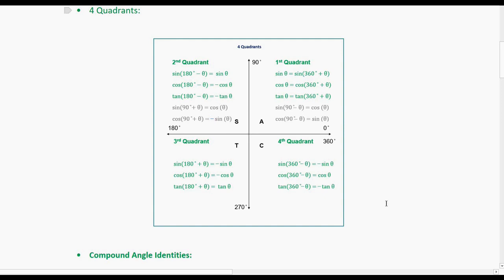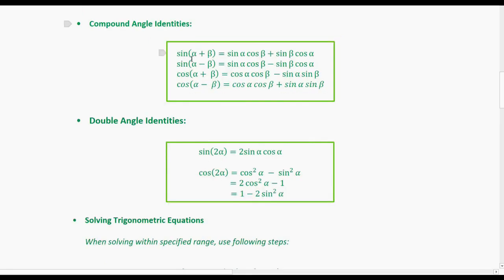Then I covered the compound angle identities, which explain how the sum or difference of two angles in a trig function can be rewritten and simplified, where sine alpha plus beta would be equal to sine alpha cos beta plus sine beta times cos alpha. Then sine alpha minus beta would be sine alpha cos beta minus sine beta cos alpha. Then cos alpha plus beta would be cos alpha times cos beta minus sine alpha times sine beta. Then finally cos alpha minus beta, which would be equal to cos alpha times cos beta plus sine alpha times sine beta.